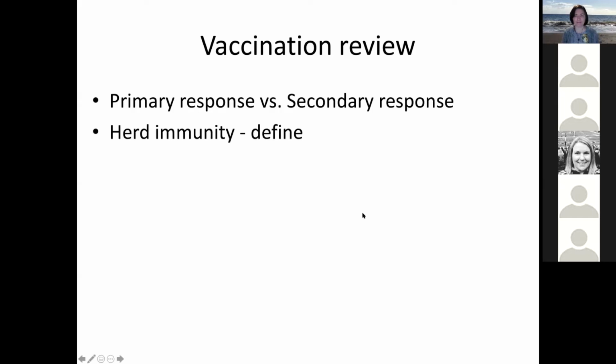Okay. Who would like to define herd immunity? Raise your hand if you'd like to define herd immunity. Denise, go ahead. It's immunity of most of the population. And do you know what that threshold is, that sort of gold standard? Is it 90%? Yeah. 90%?